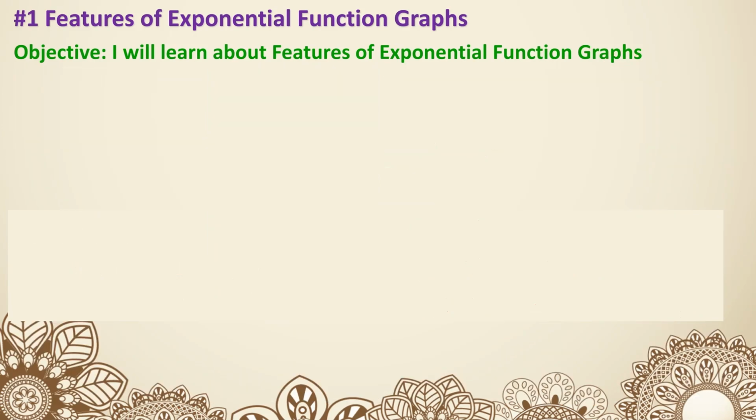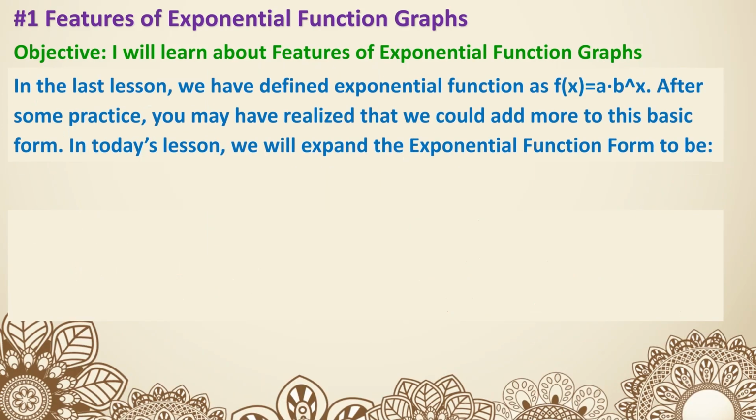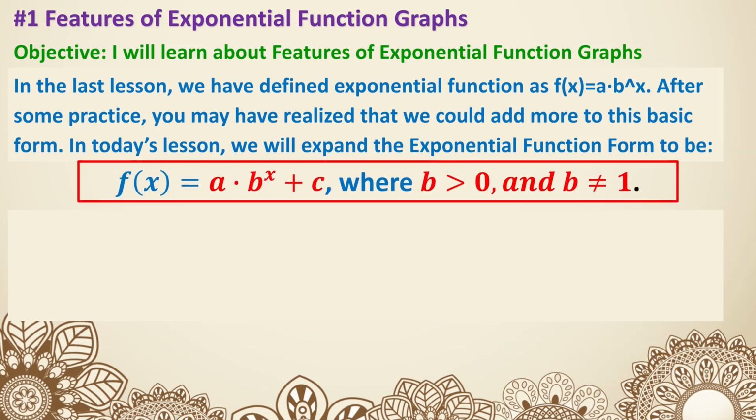Now let's move on. In the last lesson, we have defined exponential function as a times b to the x power. After some practice, you may have realized that we could actually add even more to this basic form. So today we're going to expand it with a last part. We also add this last part, which is a plus c. The rest of the requirements are still the same: b is greater than 0 and b cannot equal 1.